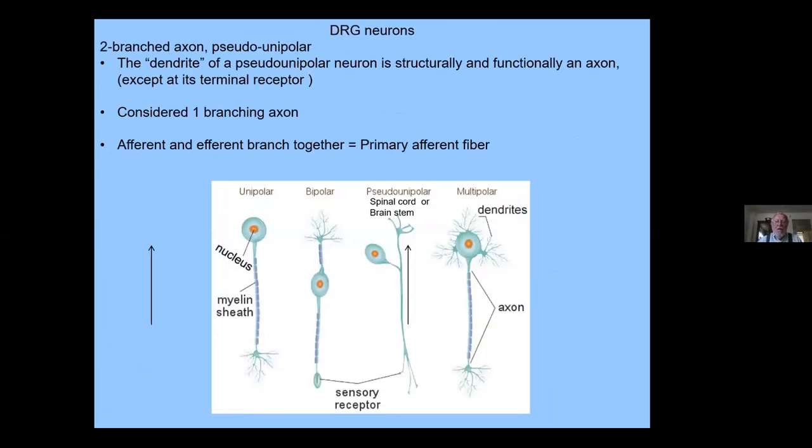So here we go. Here is our friend, the DRG neurons. Basically, the ones I'm going to be talking about are the two-branched axons, pseudounipolar, and what you then have is a branch going either out to the receptor or into the spinal cord.